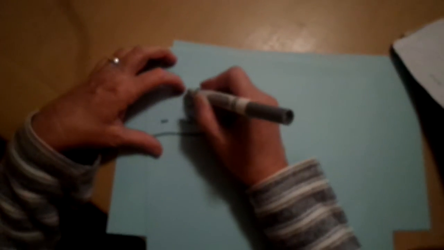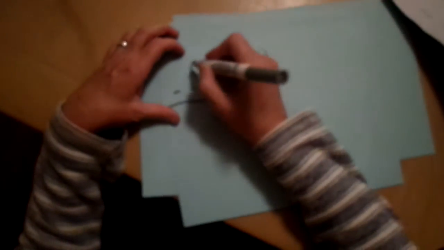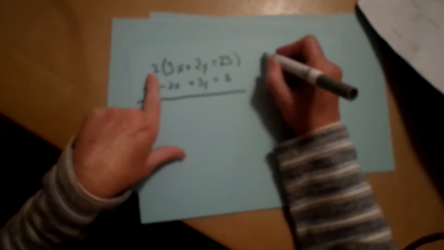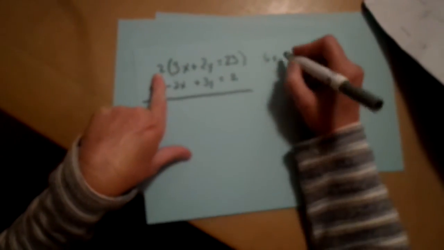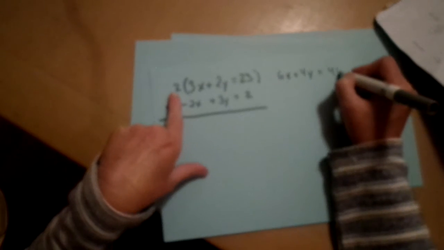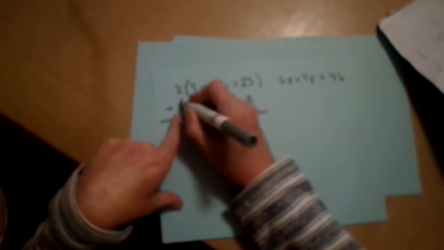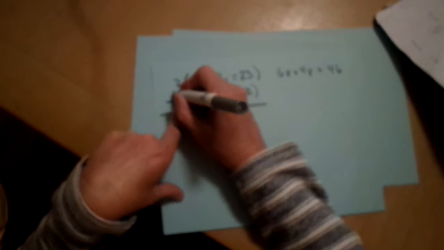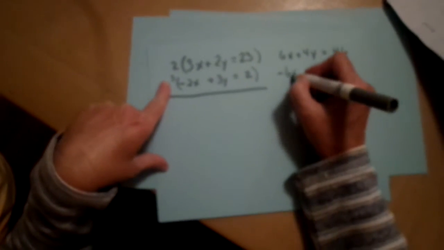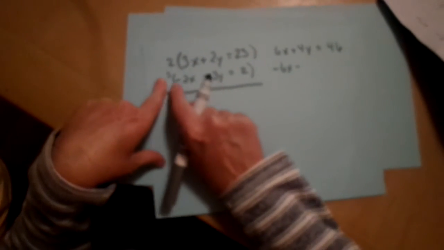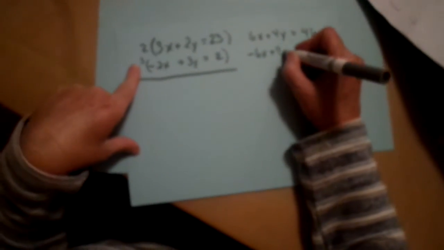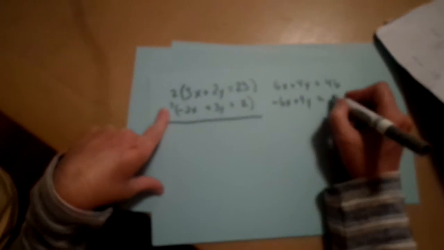But if we take this whole equation and multiply it by 2, that entire equation, we would end up with 2 times 3x is 6x, 2 times 2y is 4y, and 2 times 23 is 46. Now we're going to do this equation and multiply this whole thing by 3, and you'll see why. Because when you take 3 times negative 2x, you end up with negative 6x. Remember to watch that sign. Now 3 times plus 3y equals 9y, and 3 times 2 is 6.